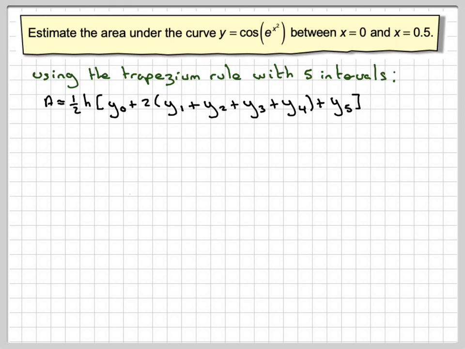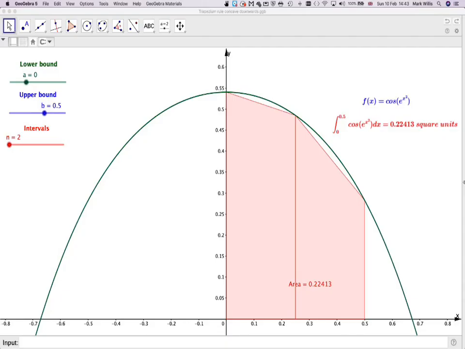So if we just look at what this actually looks like, here is a graph of the particular part of f of x equals e to the cos x. Here we just have 2 trapeziums, and I want the area from 0 to 0.5. We'll notice here that we have a gap. Because the curve is concave downwards, this will give an underestimate for the area.